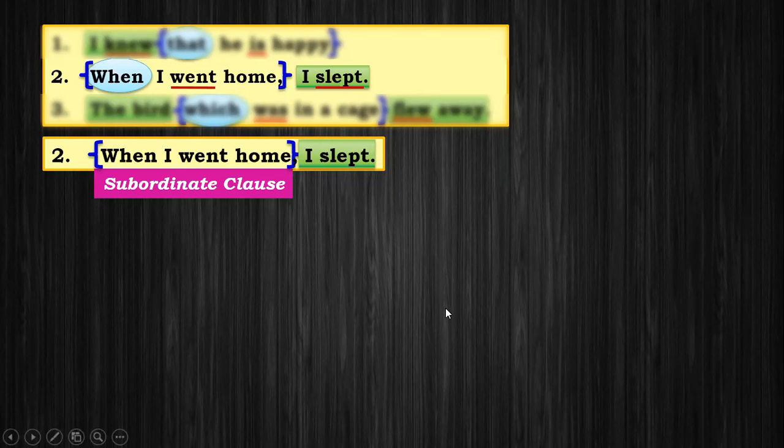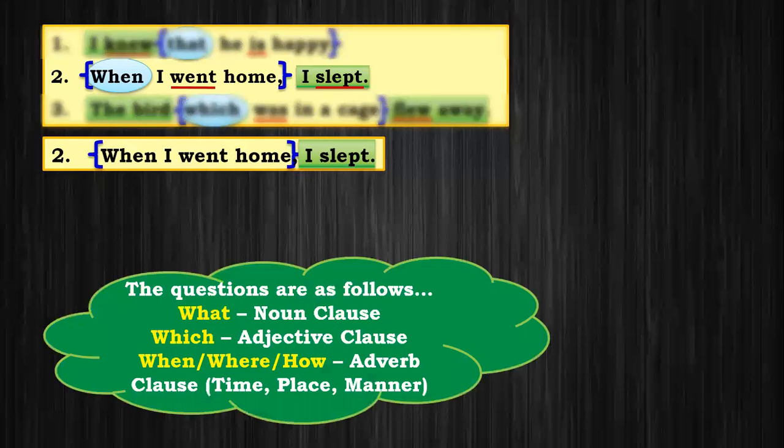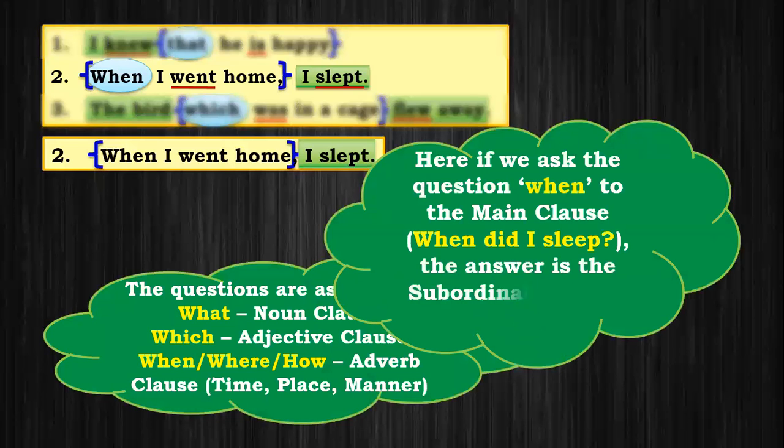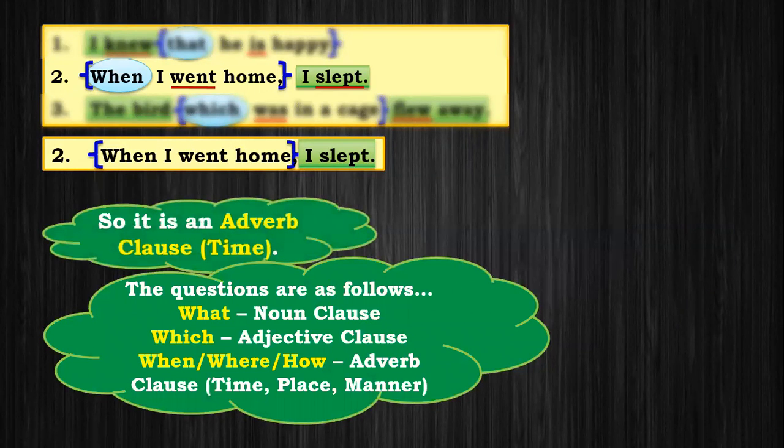I slept. When did I sleep? As soon as I went home. When did I sleep? When I went home. Both are answering the question when. So even if I change the conjunction, it is answering the same question. Hence, do not rely on the conjunction, but you have to rely on the question. So only by asking the question when to the main clause, we get an answer as when I went home. Hence, it is an adverb clause of time.